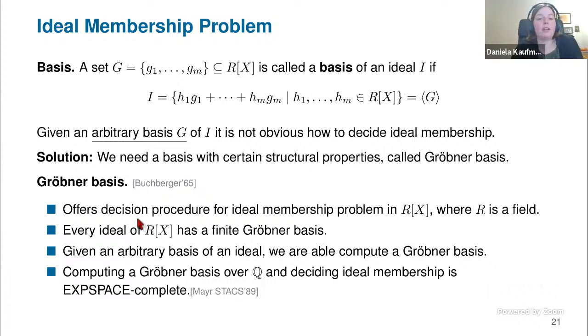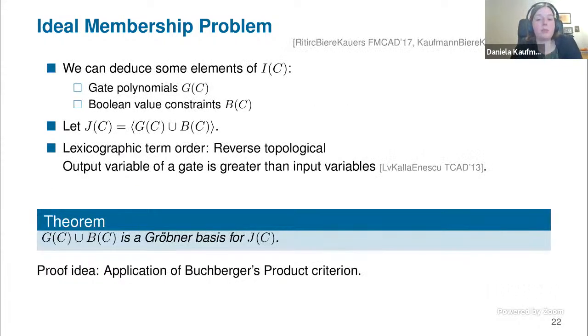But first we need to deal with a second problem. I told you that from an arbitrary basis, we can compute a Gröbner basis. But the fact is, for our ideal I of C, we do not know any basis. We only know that it's the big set which contains all the circuit relations. However, we can deduce some elements of I of C, because we always know that the gate polynomials and the Boolean value constraints are contained in this ideal.